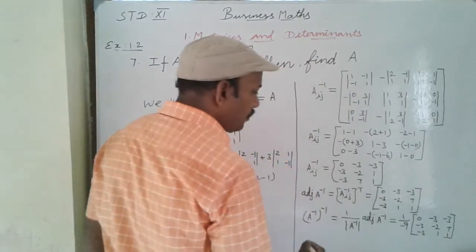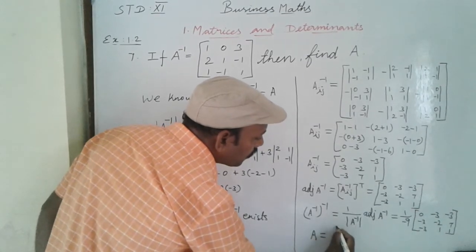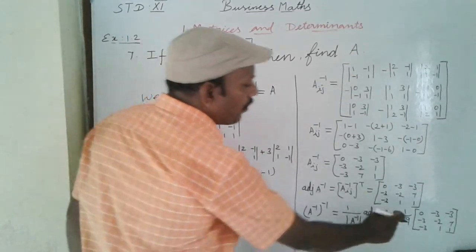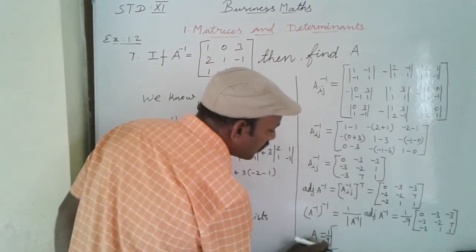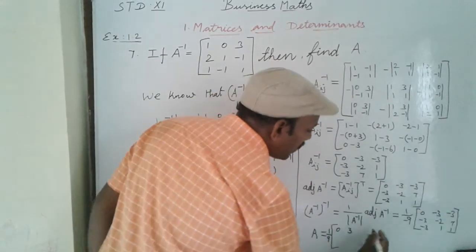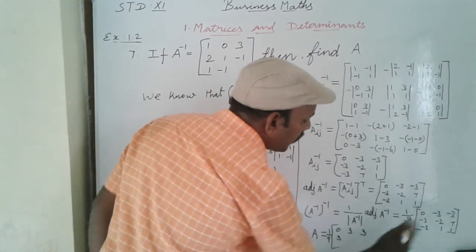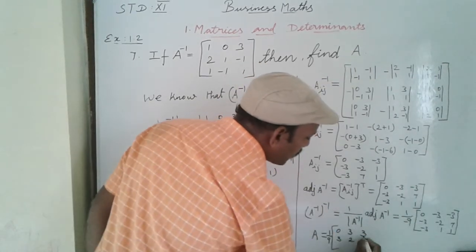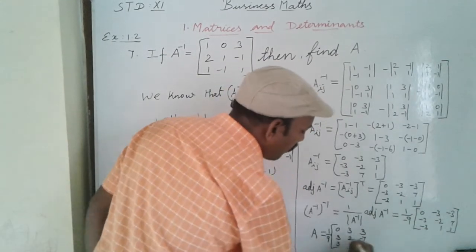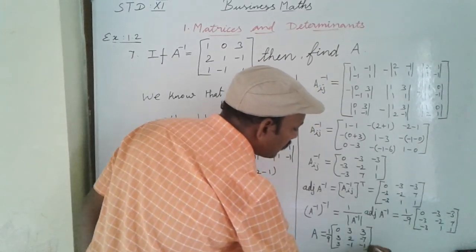Taking the minus inside, (A inverse) whole power inverse, that is A, equals 1 by 9 times: minus is taken inside, 0 into minus is 0, minus into minus plus 3, plus 3, plus 3, minus into minus is plus 2, minus 7, minus into minus is plus 3, minus 1, minus 1. That's all, the A matrix.